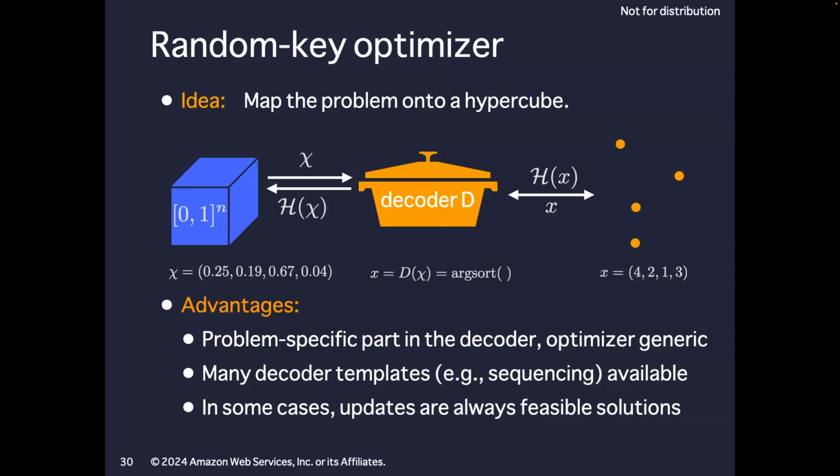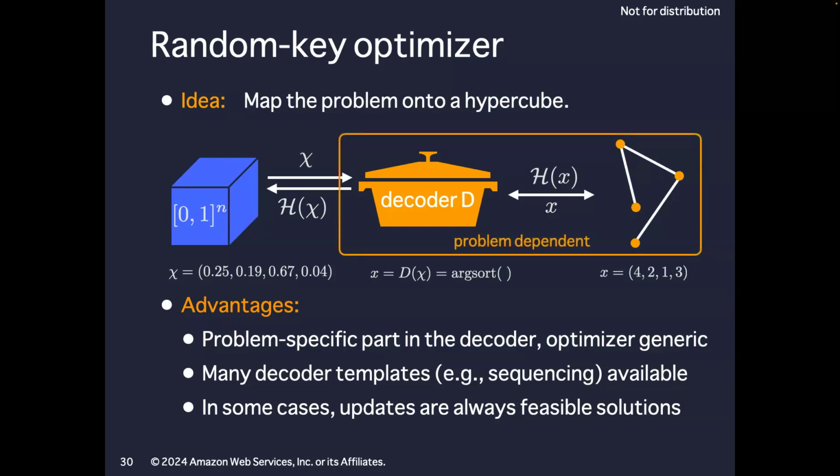The simplest decoder for a sequencing problem is to do an arc sort of these numbers, meaning that you will start with the smallest one, which is the fourth position, 0.04. Then you would go with the second one, which is 0.19, and so on and so forth. And so what this means is when you run an arc sort of that, you get 4213, which basically means you would connect the lines in a particular way.